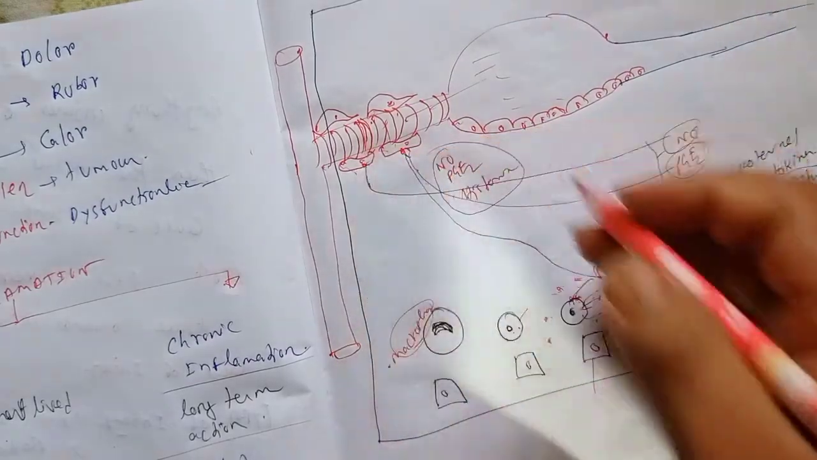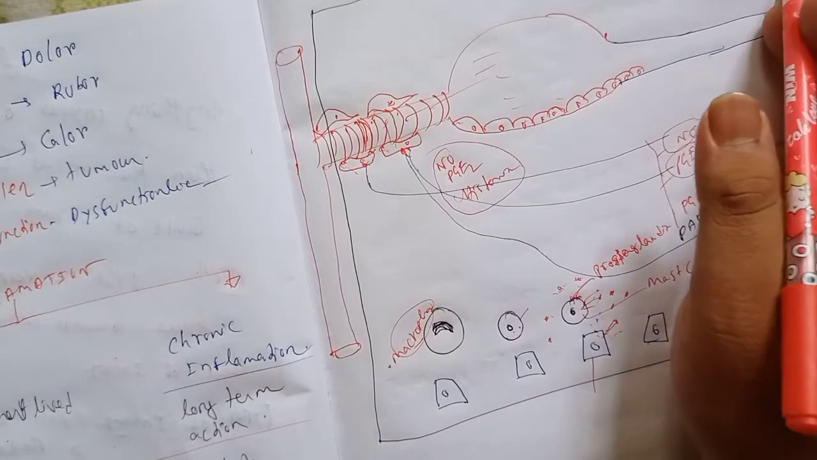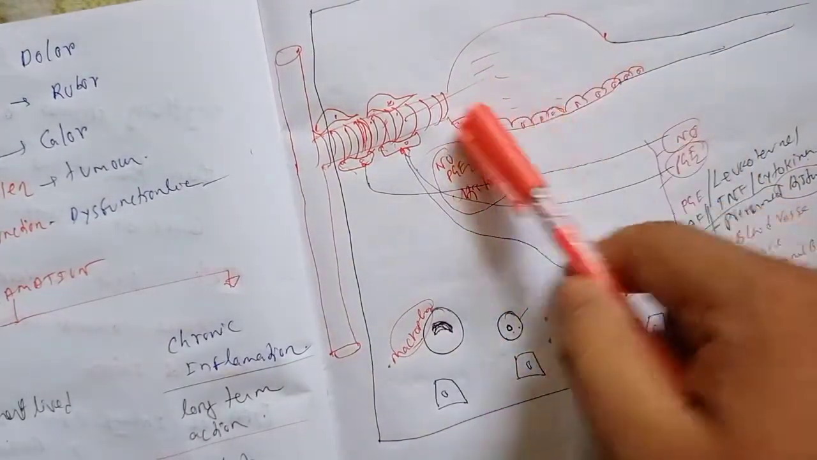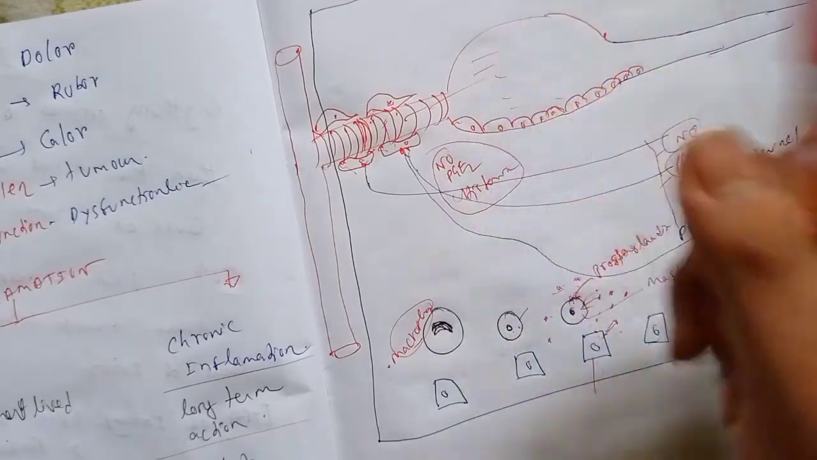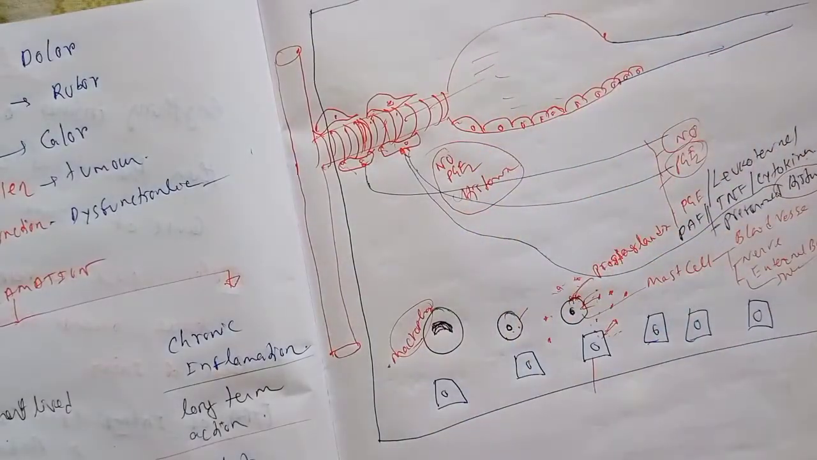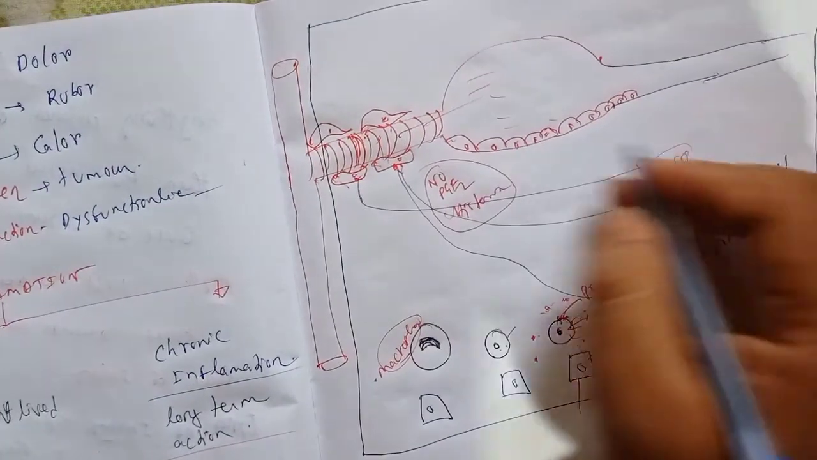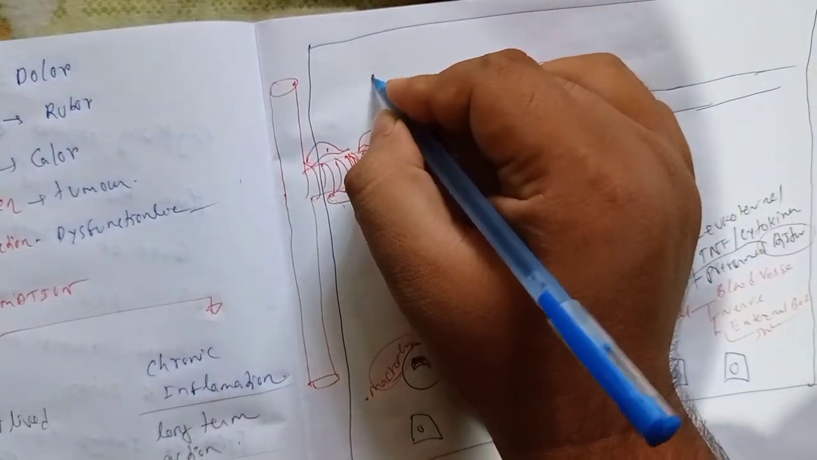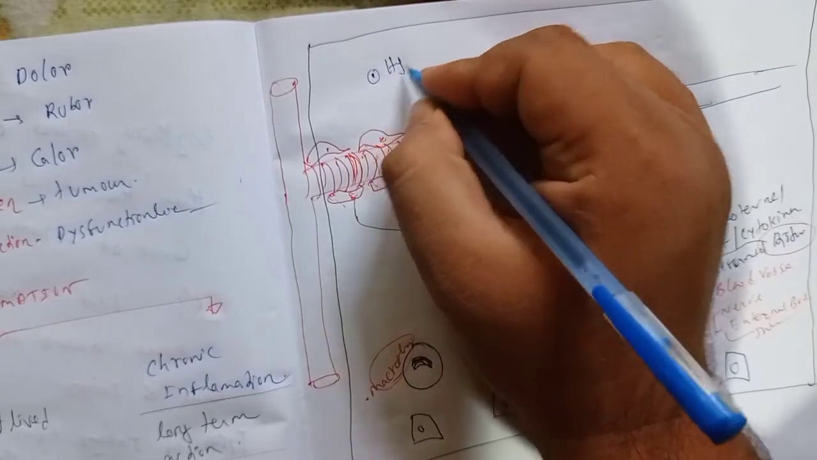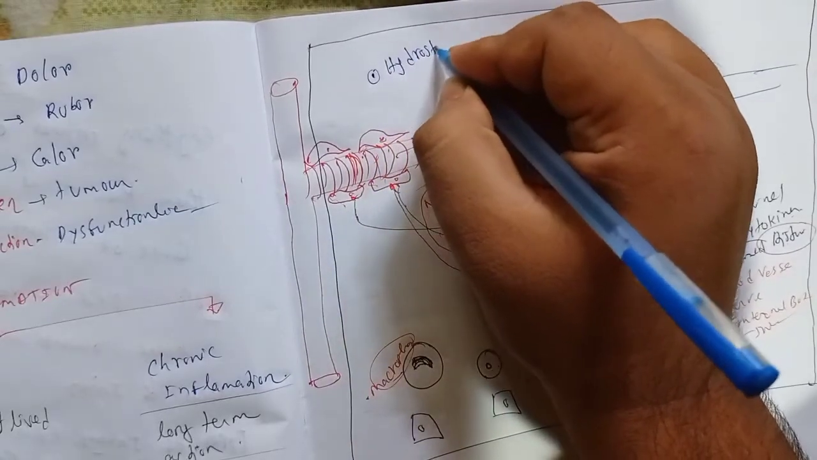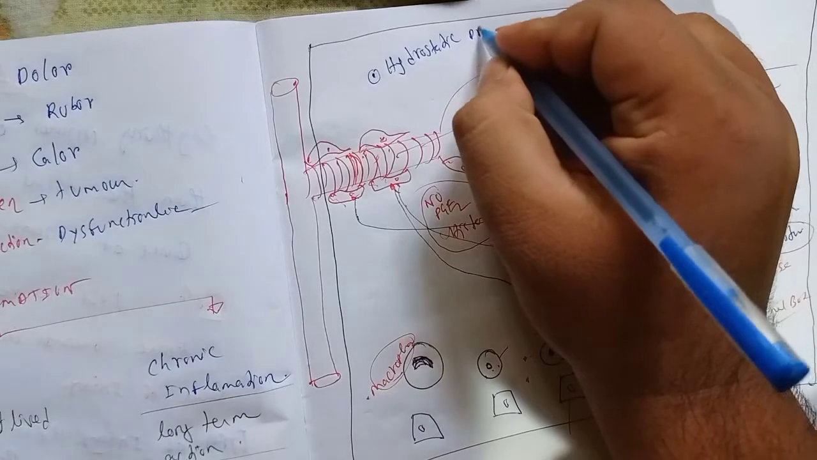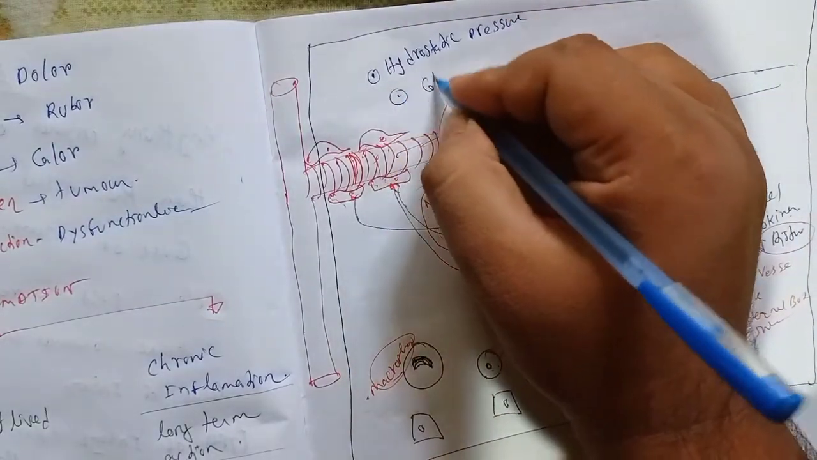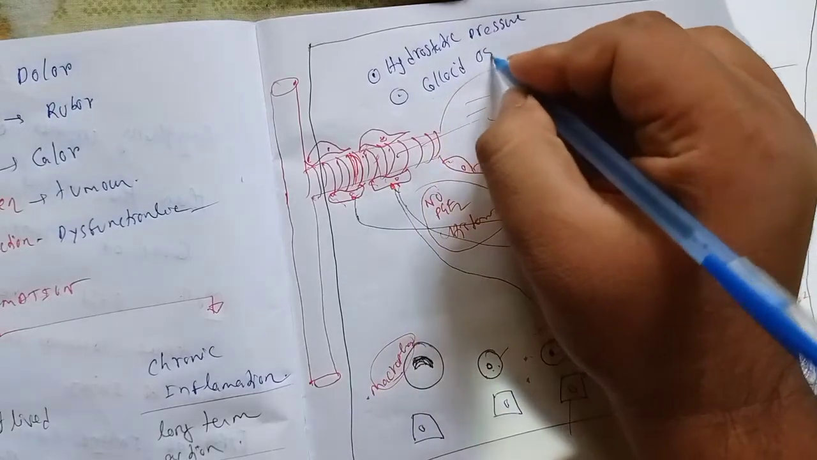Now we have to know one more thing here: to maintain the blood flow within the blood vessel, we have Starling forces. Basically, we have hydrostatic pressure and colloid osmotic pressure.